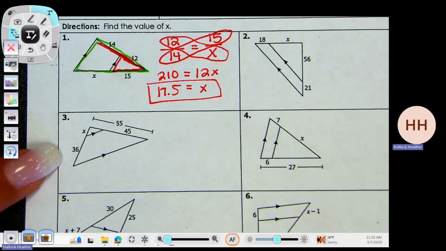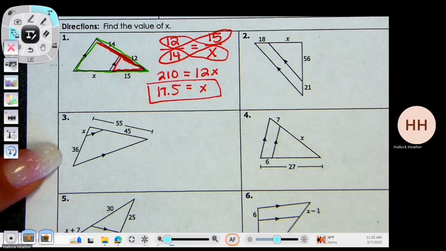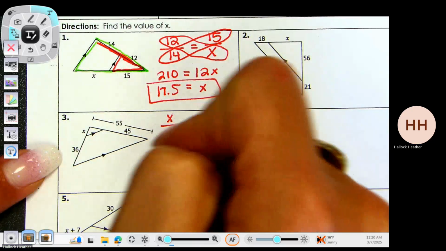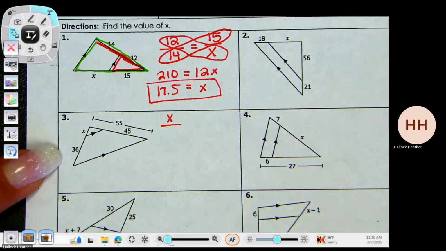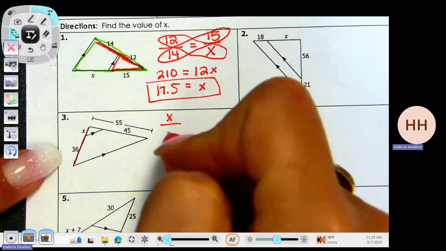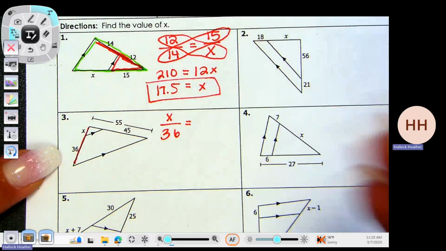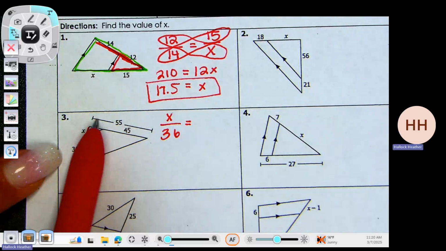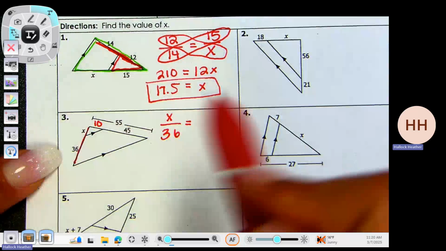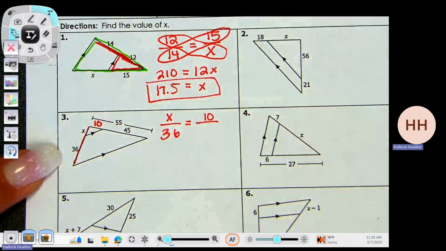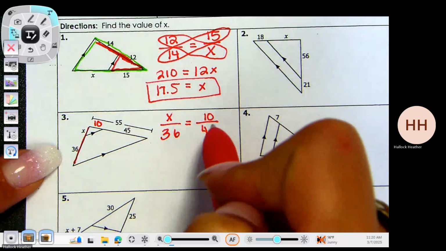Okay, so what's on my small triangle? X over 36 because they're on the same line. There is a 10 because this is 45. This whole thing's 55. So this is 10. So 10 over what? 45. So take a second.